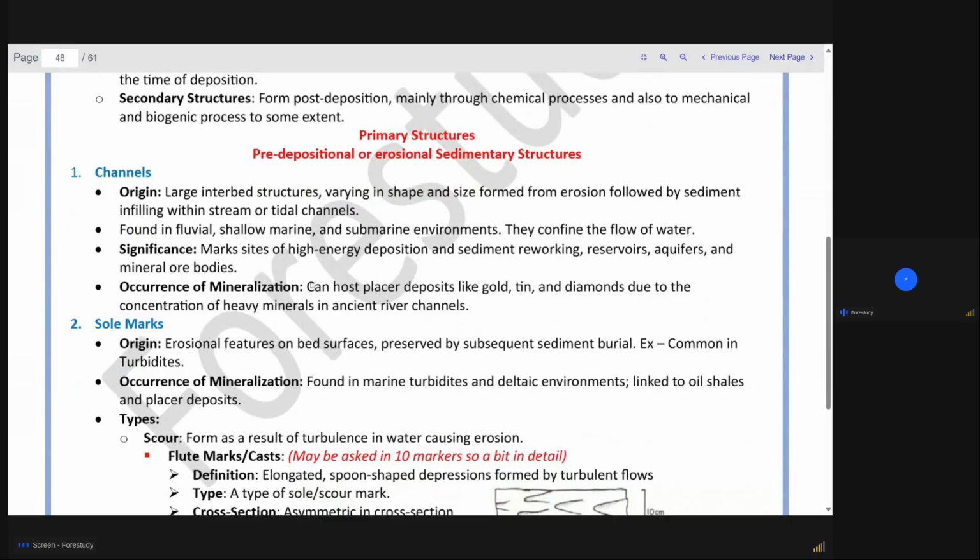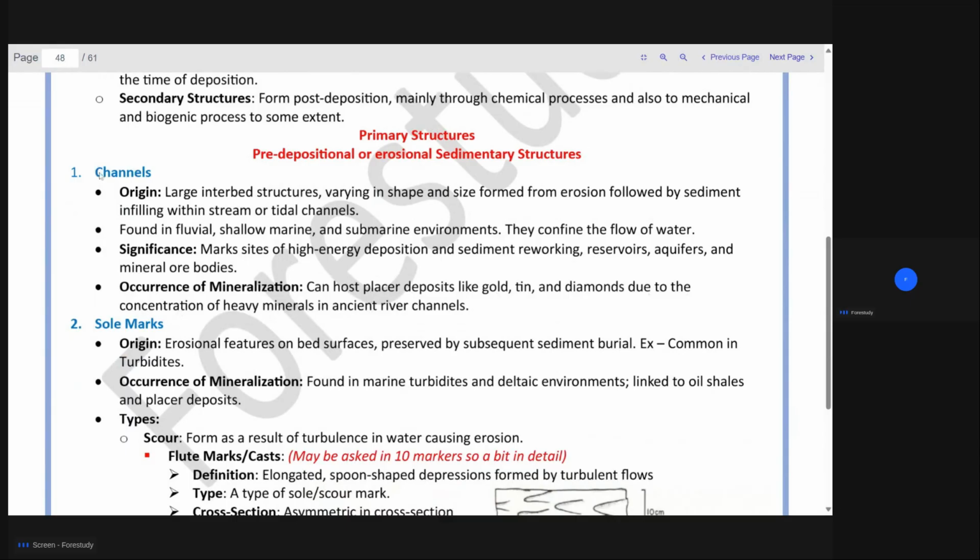Occurrence of mineralization: can host placer deposits like gold, tin, diamonds due to the concentration of heavy minerals in ancient river channels. So placer deposits are mostly heavy mineral deposits. Okay. So native elements like gold. Okay, we can find heavy minerals like garnet, tourmaline, all those rare minerals and heavy minerals, and also some native elements like gold can be found as placer deposits. Okay, or say some nodules mixed within the sediments. Okay, so gold and diamonds due to the concentration of heavy minerals in the ancient river channels. Okay, so river channel is very simple to understand, right?